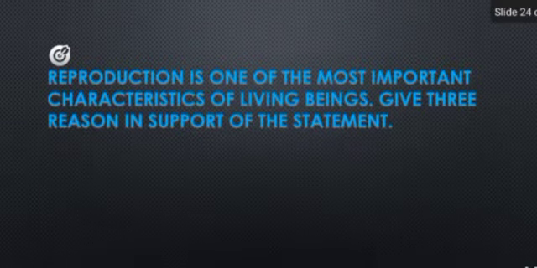And second question is, reproduction is one of the most important characteristics of living beings. Give 3 reasons in support of the statement. Obviously, the life in the world or on the earth is possible only because of the process of reproduction. If the reproduction is not happening, obviously all the organisms are going to go extinct. Every species is able to continue their varieties in this world only because of reproduction, whether it is asexual mode of reproduction, whether it is sexual mode of reproduction, whatever it is.